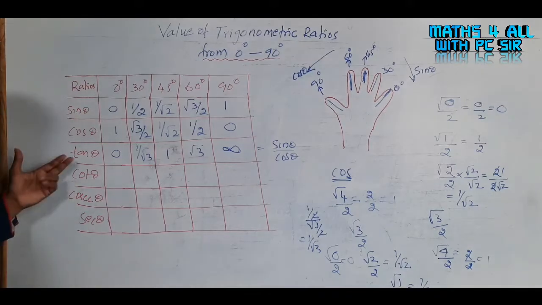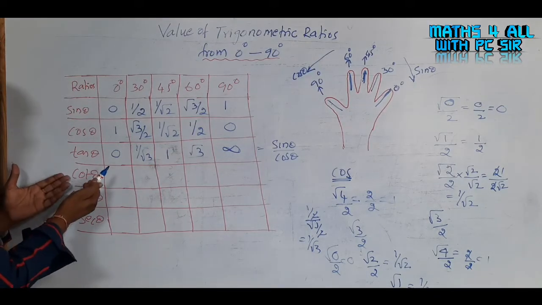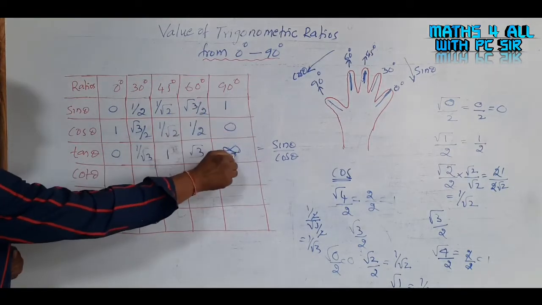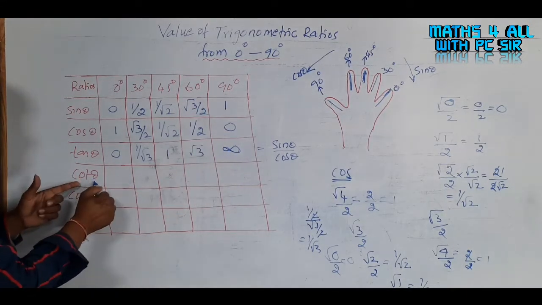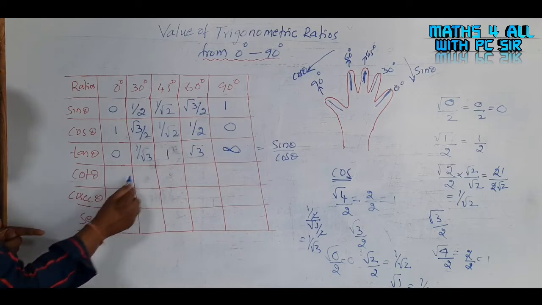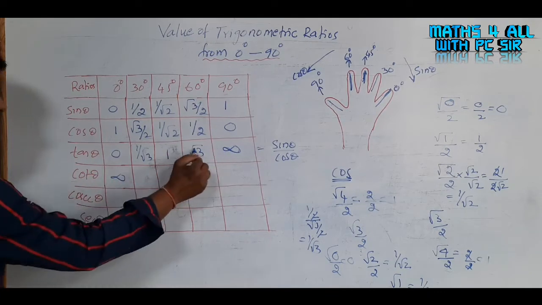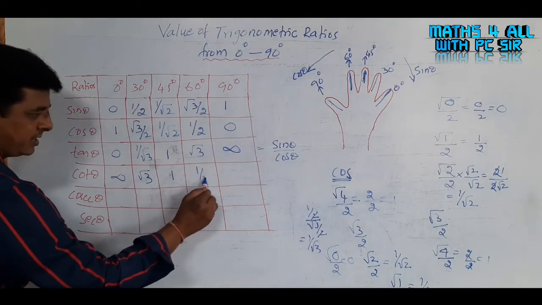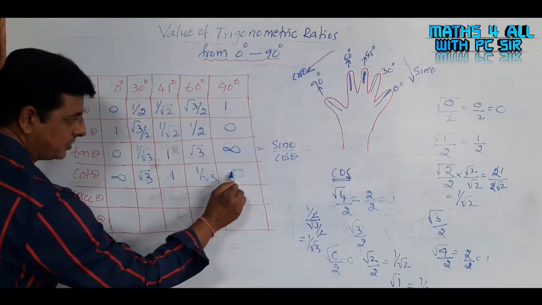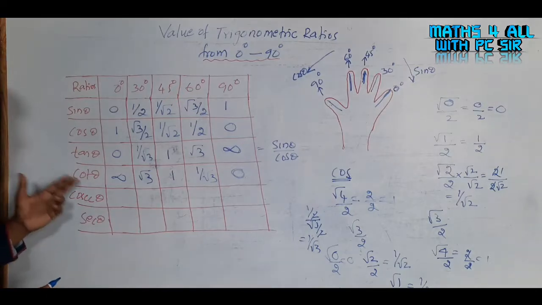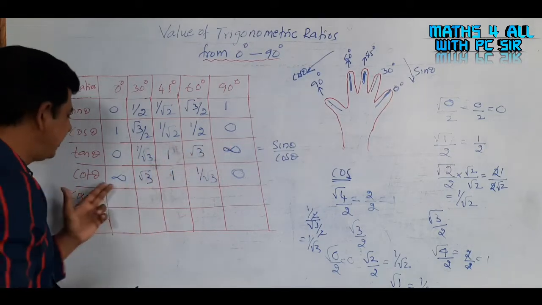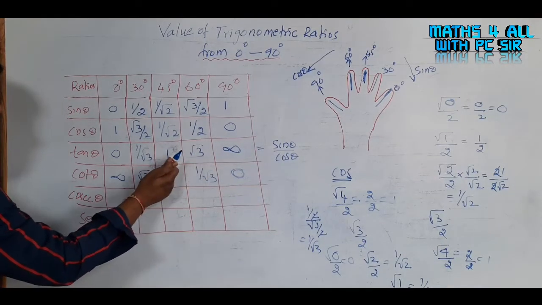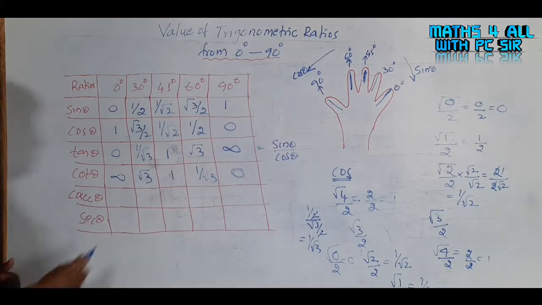Okay? And after getting tan theta, just you see cot theta in the reverse direction. Suppose tan 90 is infinity, that is nothing but cot 0. In the reverse direction we can write infinity, then next root 3, next 1, 1 by root 3, the next 0. Okay? And cot theta value is in the reverse direction of tan theta: infinity, root 3, 1, 1 by root 3 and 0.